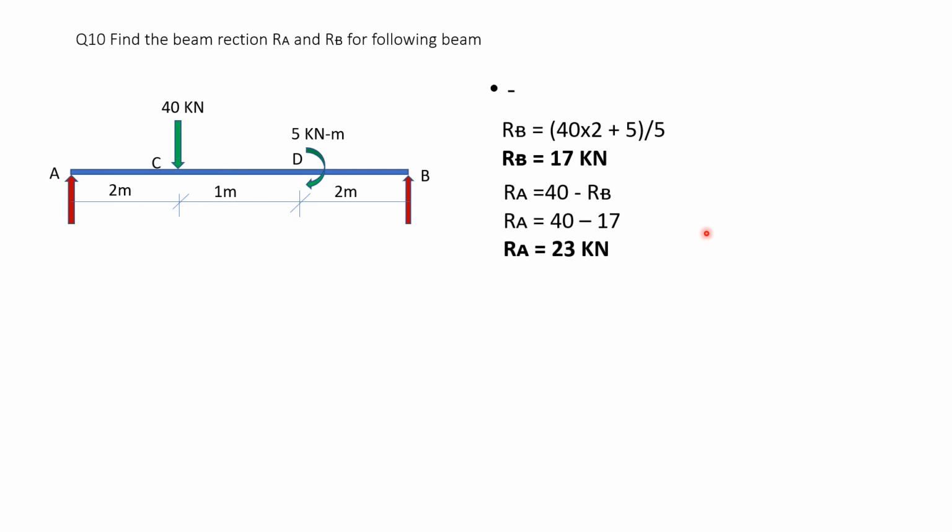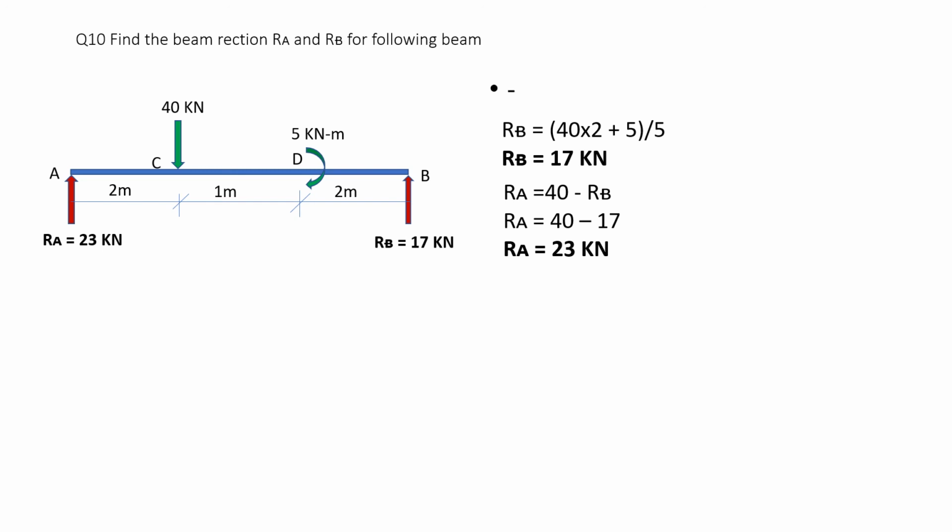Next is RA. RA is very simple. Now RA is equal to, now 40 is going down, this moment will not come into picture, RB going up, so 40 going down positive minus RB, substitute the value of RB from here, so 40 minus 17, RA is 23 kilonewton. RA is 23, RB is 17. This is how you do the calculations.